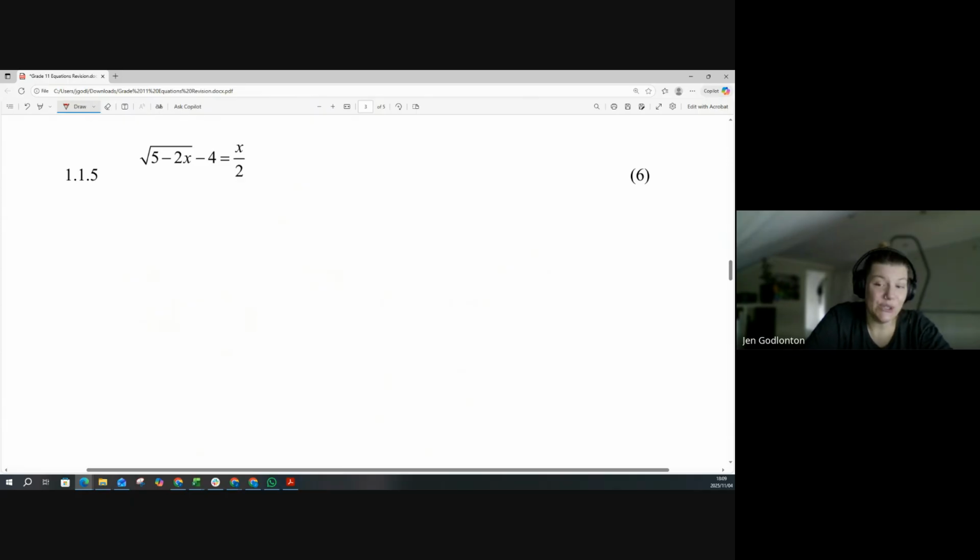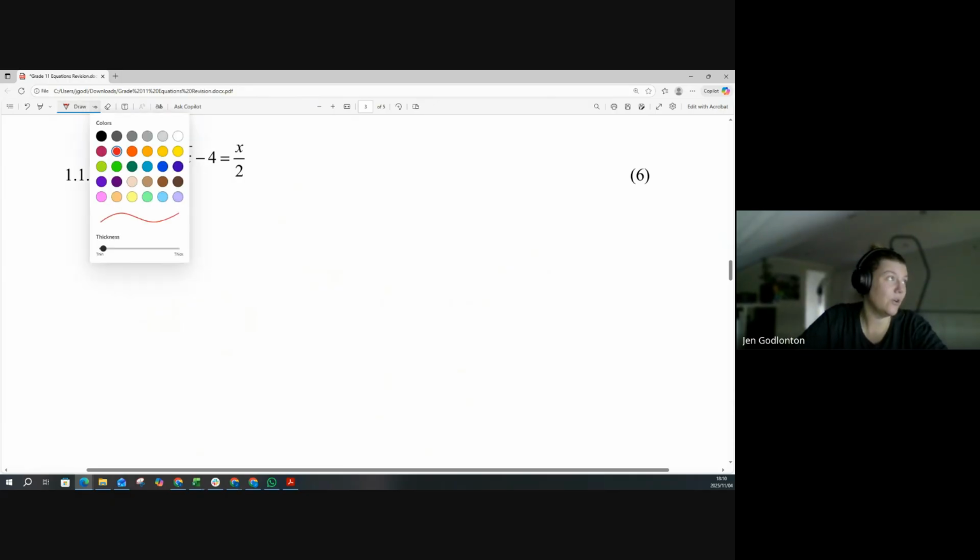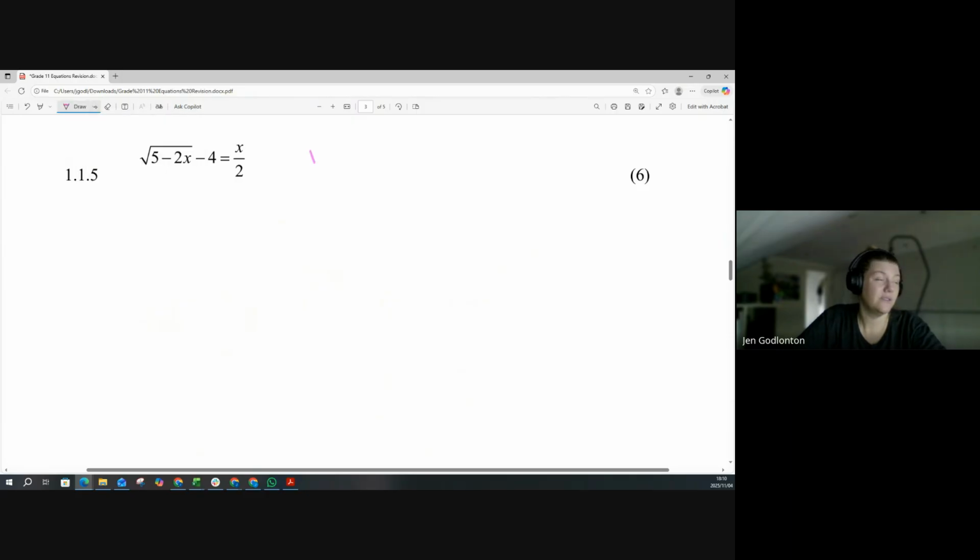So in this situation, we don't want to have a denominator anymore. And we want to try and isolate our surd so that we can square it so that we don't have a surd anymore. Our goal is to square the surd. That is the goal. So that it goes away.